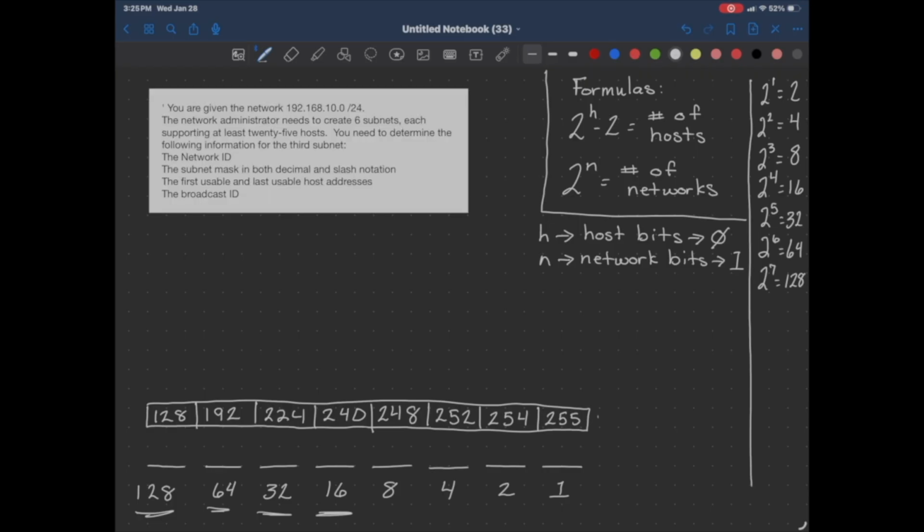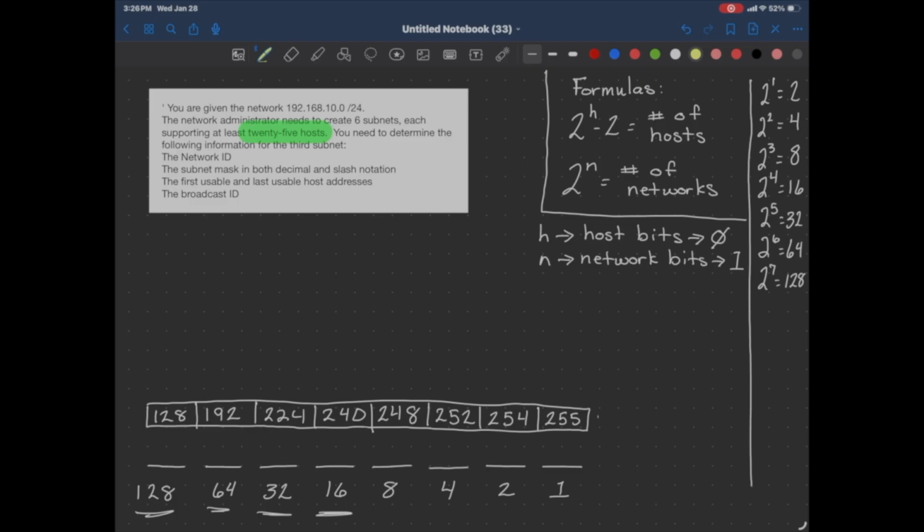Now the fun begins. Here's a typical CCNA subnetting practice question. You're given the network 192.168.10.0/24. The network administrator needs to create 6 subnets, each supporting at least 25 hosts. Determining the following for the third subnet. They never start on the first subnet.